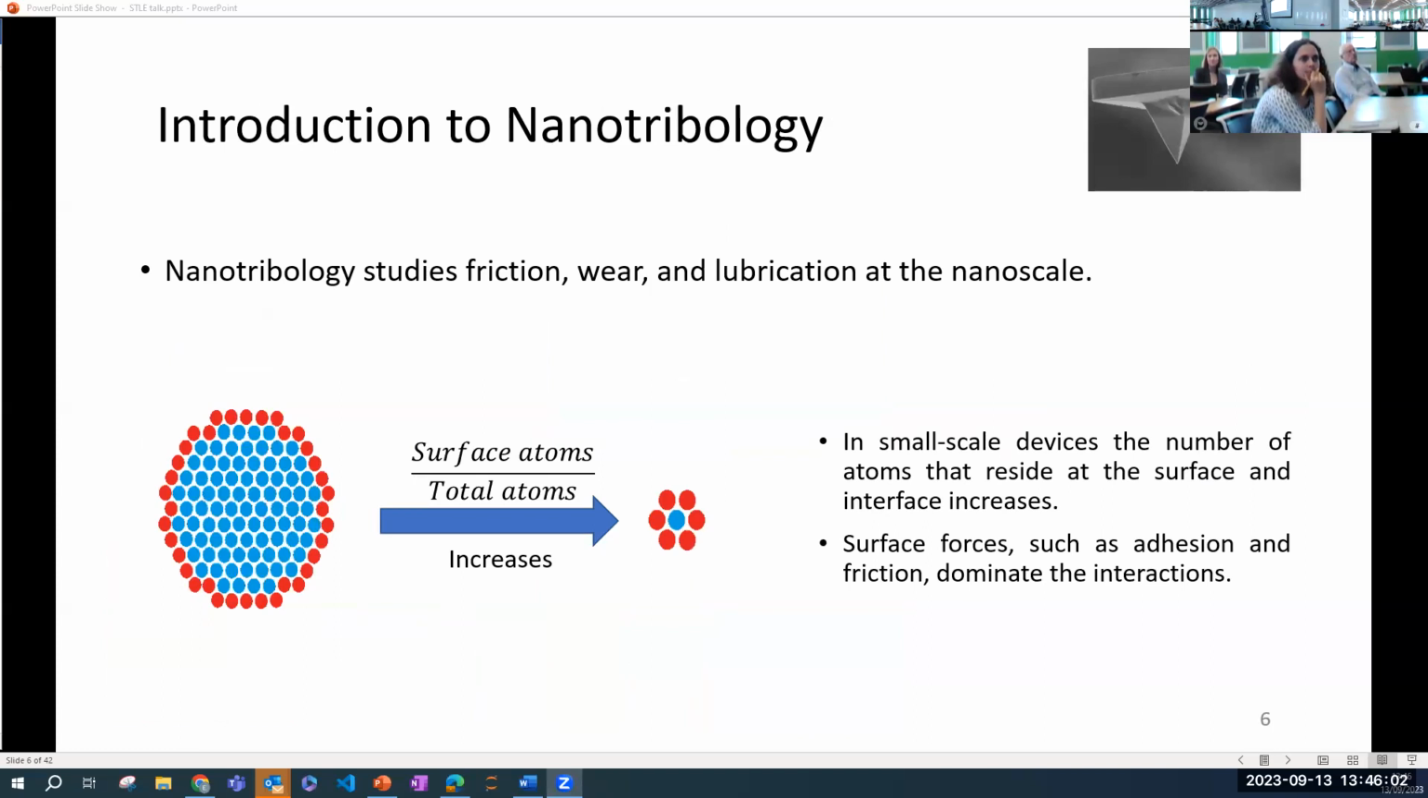To dive a bit deeper, nanotribology is about studying friction, wear, and lubrication, but on a much smaller scale, as you expect. At this level, surface forces, and particularly adhesion and friction, become dominant. That's mainly because the proportion of surface atoms to the total atoms of a small body increases as you go to smaller scales, and surface forces become more and more important. Given the small scales at which forces are measured, surface forces become very dominant.